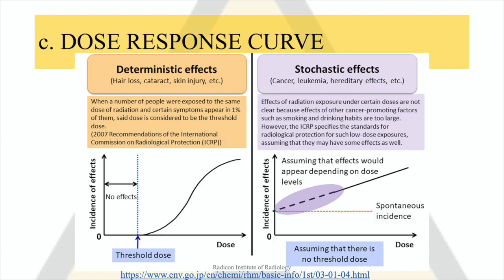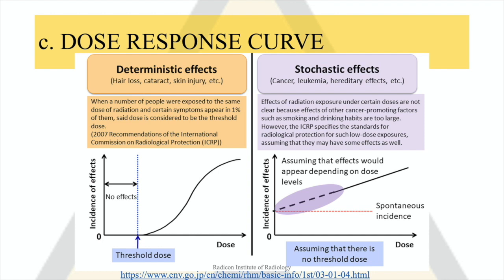Okay, we are still discussing mechanism of biological damage after types of exposure and mechanism of molecular and cellular damage. The next topic is dose response curve. Different types of health effects can show different curves.